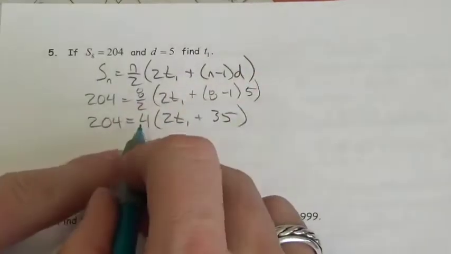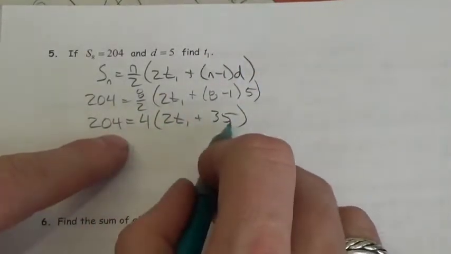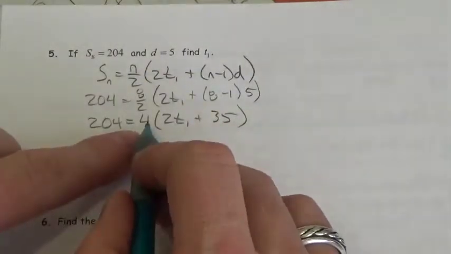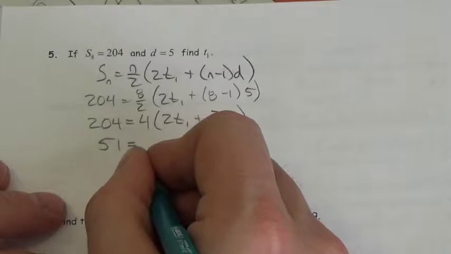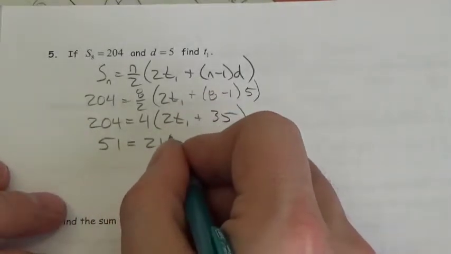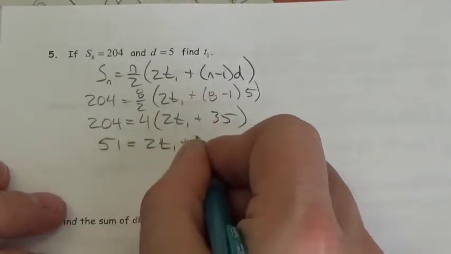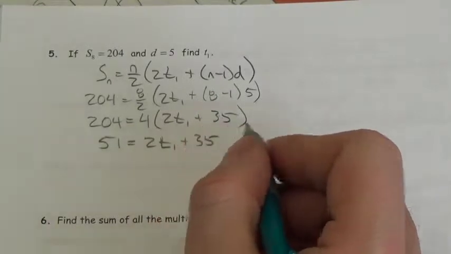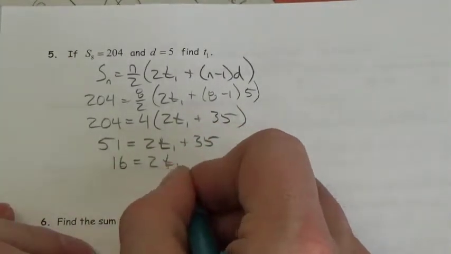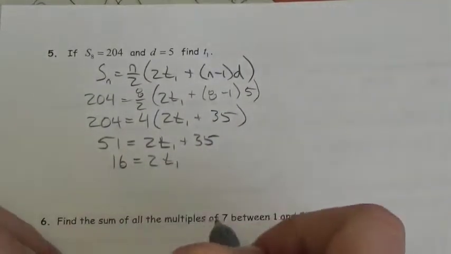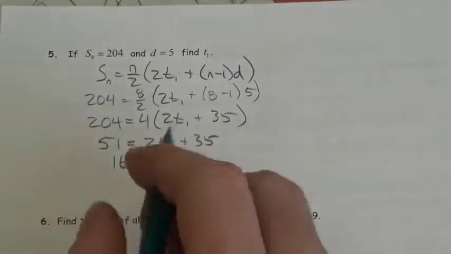Now, I'm going to divide both sides by 4. I could multiply that through, but I think it's a little quicker to just divide both sides by 4. So 204 divided by 4 is 51. Sorry, this would be 2T1 plus 35. So now we take that 35 and bring it over. 51 minus 35 is 16. Now divide by 2.